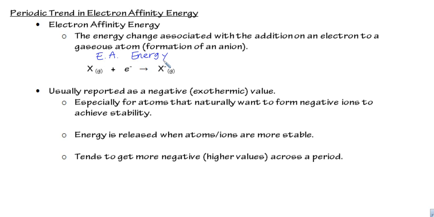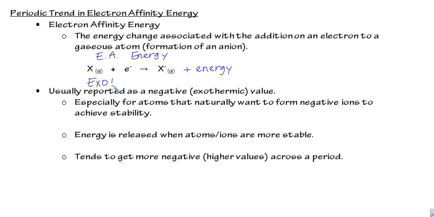So you're forming a negative ion. You're forming an anion. Now you're probably forming an ion that's more stable. If you're forming something that's more stable, energy is released. This is exothermic. Or in other words, if they gave you a numerical value, these are usually reported as negative values, just meaning that it's exothermic. It's energy that's released.